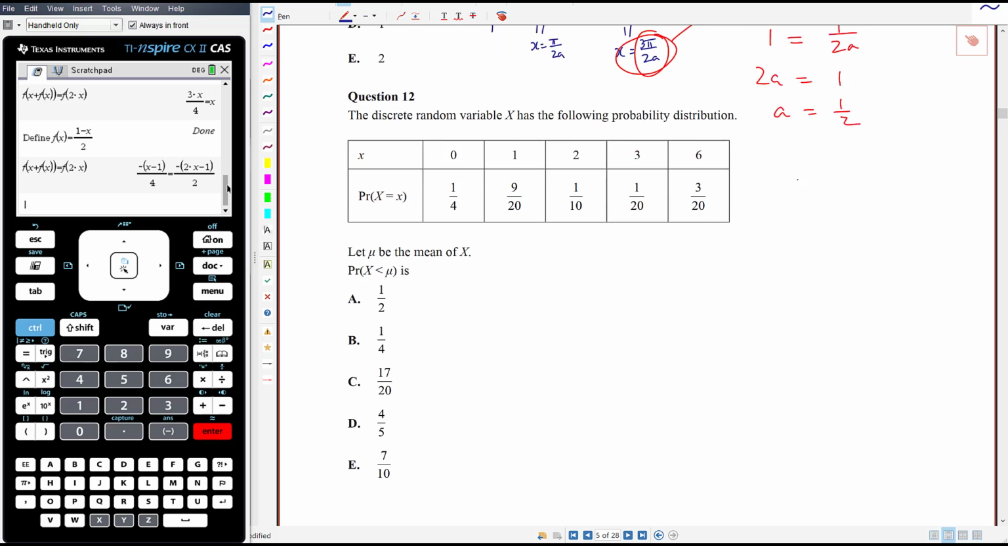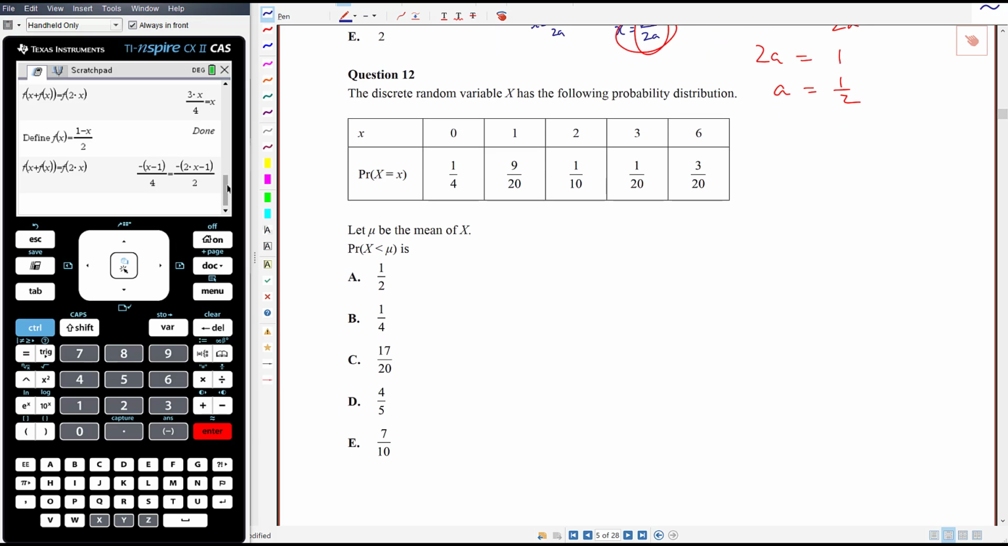Okay, question 12. The discrete random variable x has the following probability distribution. So this question is not relevant in 2020. This is part of the sections of the syllabus that were removed. But I'm going to answer it for those of you watching this in the future. Let mu be the mean of x. The probability that x is less than mu is.